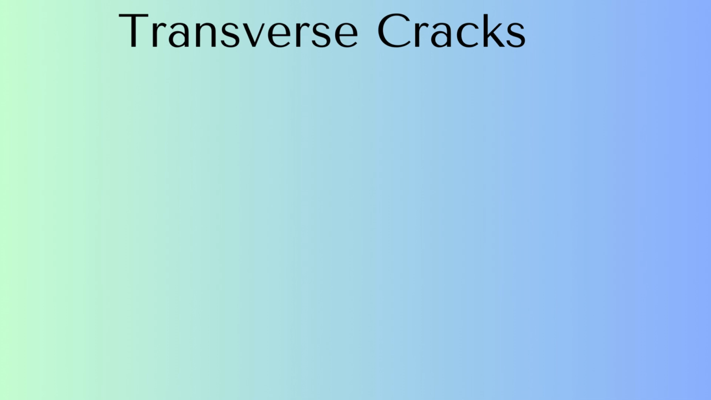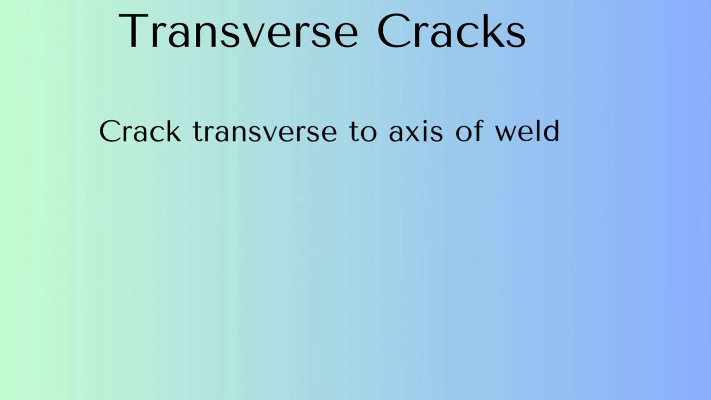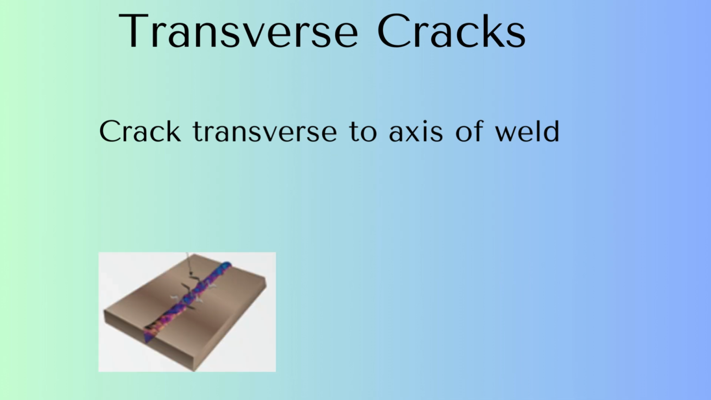The second type of crack is transverse crack. These are the cracks which essentially are transverse to the axis of the weld. Right? Again, they can be situated in the weld metal. They can be in the HAZ, which is the heat affected zone, or in the parent material. You can see in the picture, the three cracks there, which are transverse to the welding seam. Right?